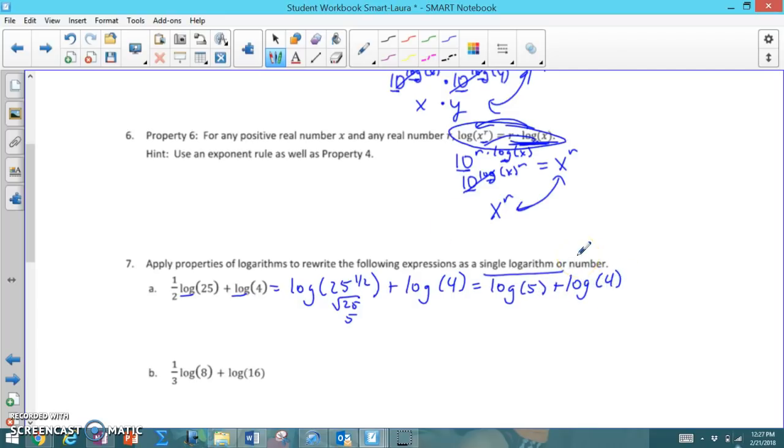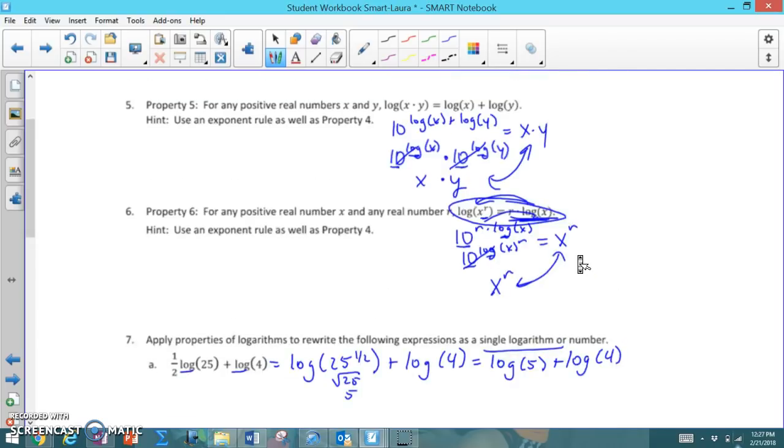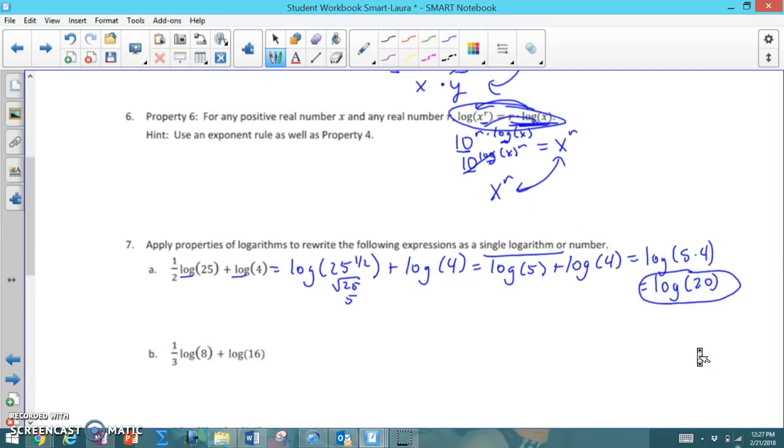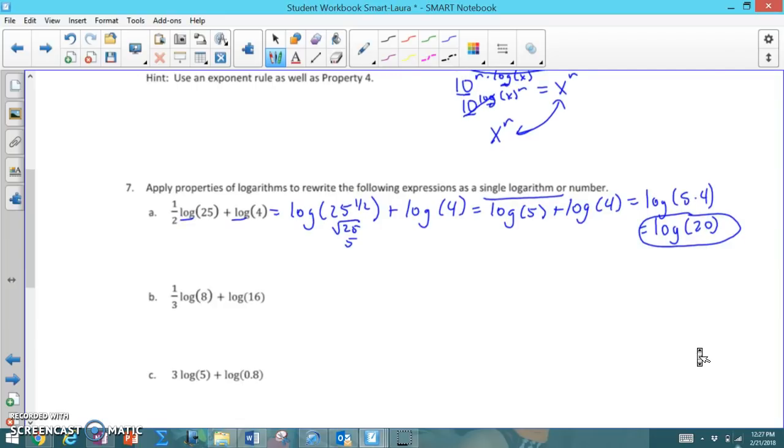And then if we look at property 5 above, if we have 2 logs added together, we can combine them as a single log by multiplication. So this is log of 5 times 4, so my final answer is log of 20. You could just skip the step where I wrote log of 5 times 4. That's just to show you where I got it. So that's the process we use on these problems when we are writing a single log. We need to know those properties well in order to be successful. Try B and C on your own and then check your work here.